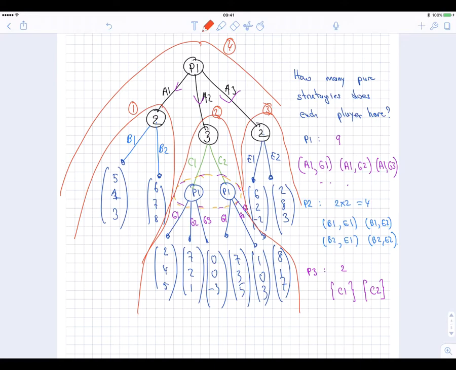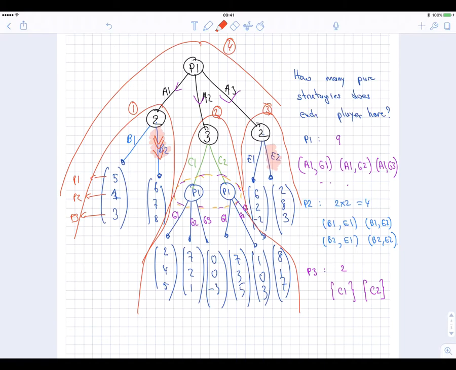If you are in the first subgame and you're player 2, what's in your best interest to do? By the way, imagine that these payoffs are player 1, player 2, player 3. If you are player 2, what is in your best interest to do? B2. Why B2? 7 is better than 1. So you would want to go down the B2 route. Maybe I can highlight that in red. This is what you want to do as player 2. What if you are in the third subgame? What do you want to do? E2. This is also easy.